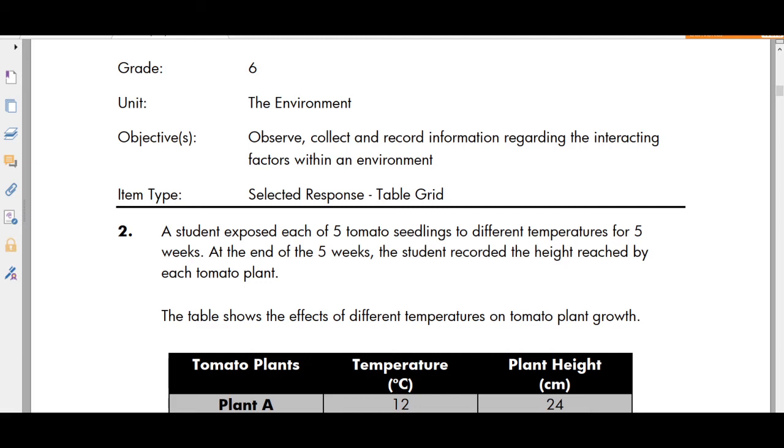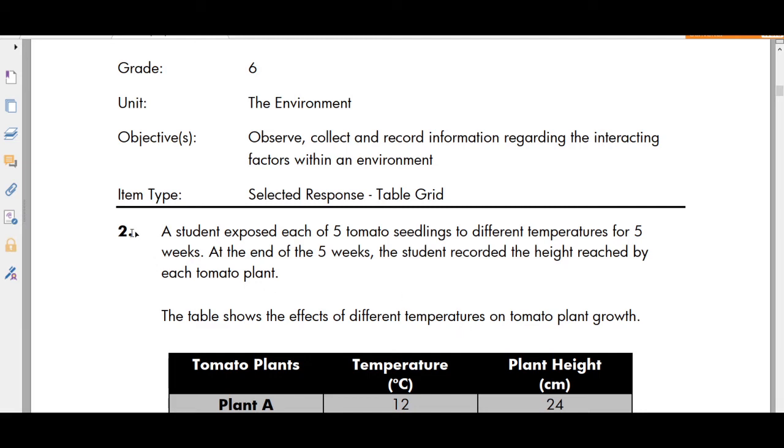Now, what type of item is this? This is a selected response. So you're going to select the appropriate response or responses, and this is in the form of a table grid. Last time we did selected response, but that was an order match. Okay, let's look at this one.